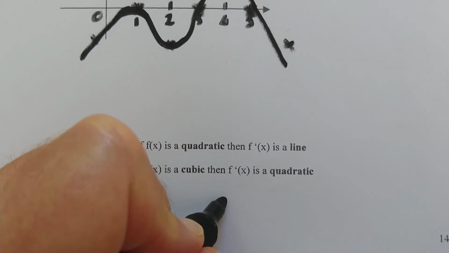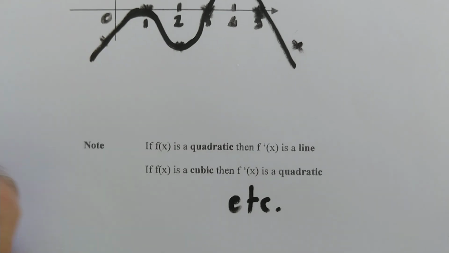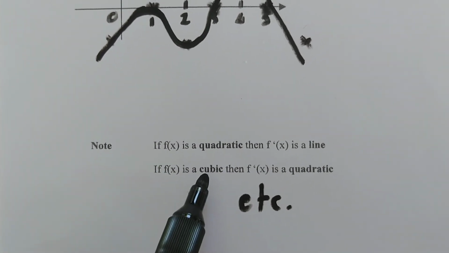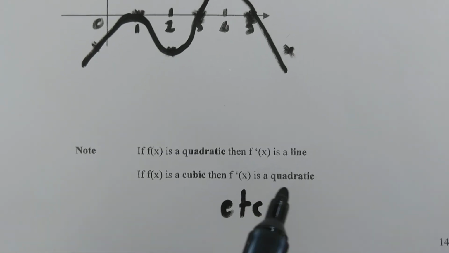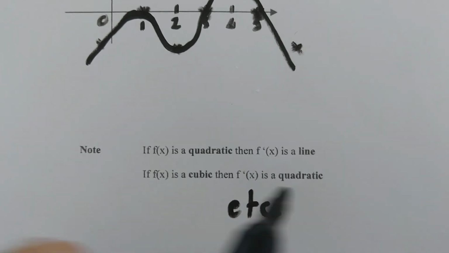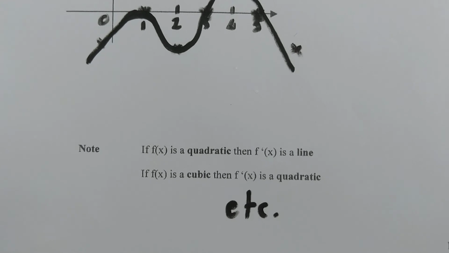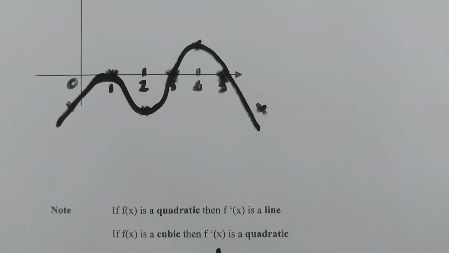And that continues, etc. If it's what's called a quartic, highest power is x to the 4, then my derived graph will be a cubic, something x cubed, because that's what happens when we differentiate. And that is it in a nutshell.